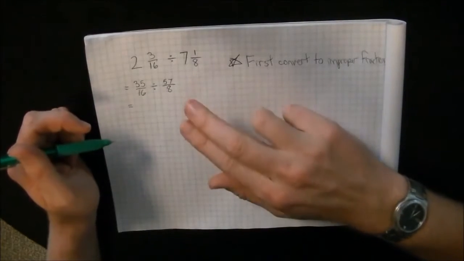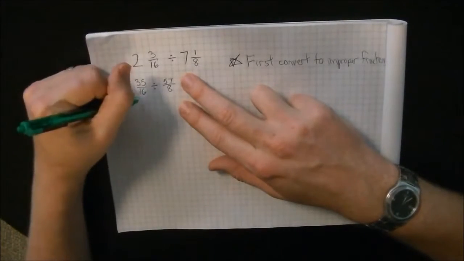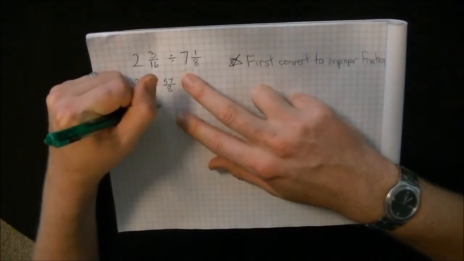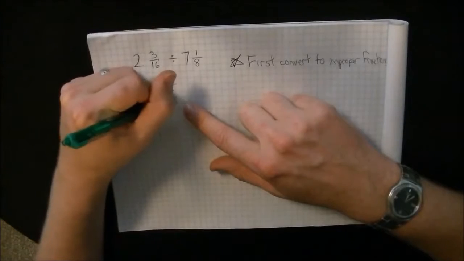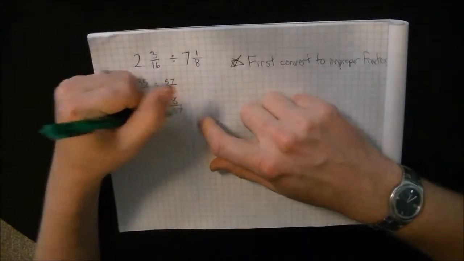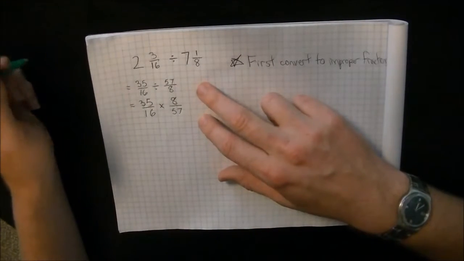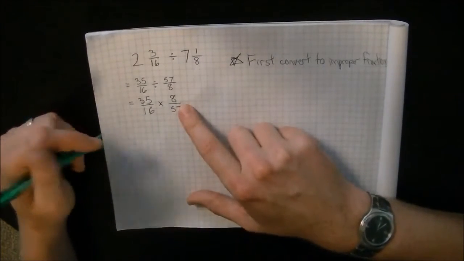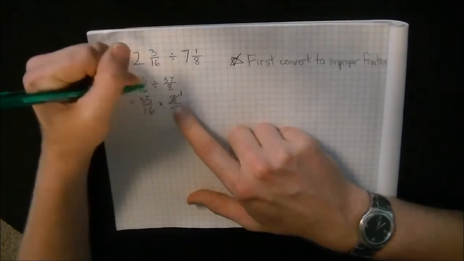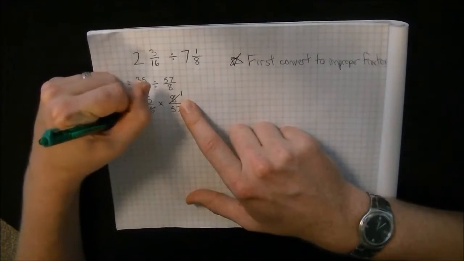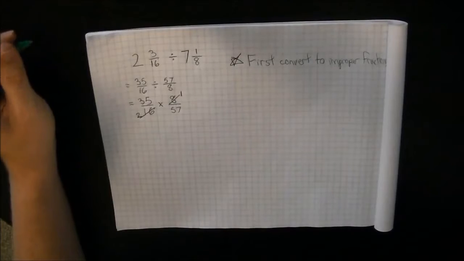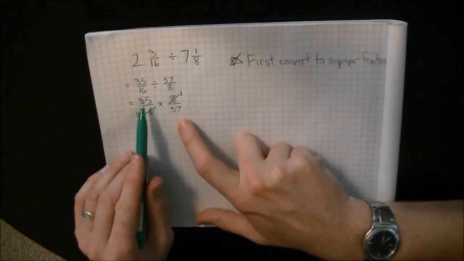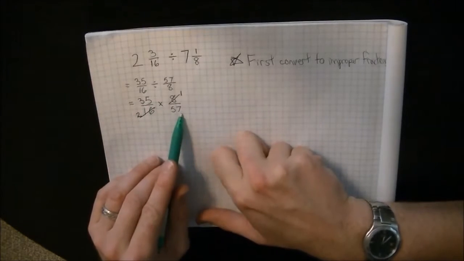That means we're going to reciprocate the number we're dividing by. So this is now 35/16 times 8/57. All right, 8 happens to go into both 16 and 8, so we can do a cancellation. 8 goes into itself once and into 16 twice. And now we look, are there any numbers that go into 35 and 57?